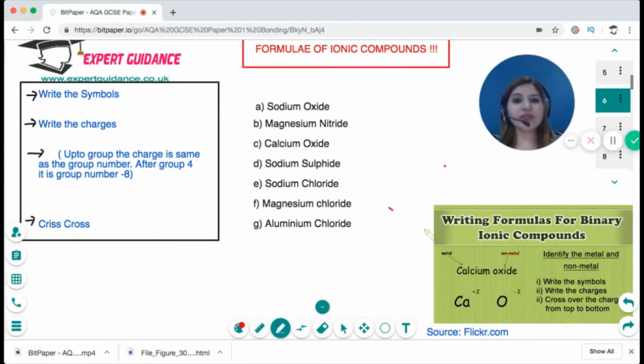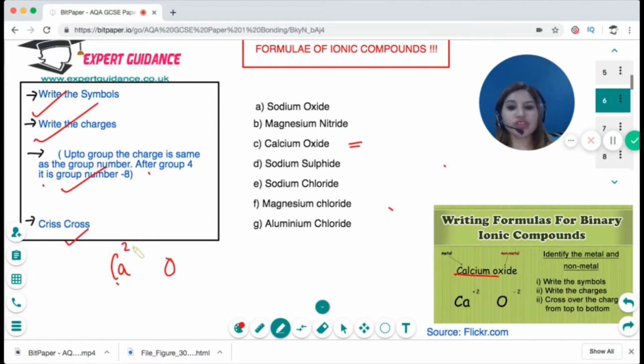Now next is how to write the ionic formulas. To write the ionic formulas, the steps are: write the symbols, write the charges. Up to group 4, the charge is the same as the group number. After group 4, it is the group number take away 8, and then do the crisscross. For example, if I gave calcium oxide: write the symbol, that is Ca. Calcium is in group 2, so the charge is 2+. Oxygen is in group 6, so 6 minus 8 gives a 2- charge. Since both charges are the same, they get cancelled, so the formula of calcium oxide is CaO.